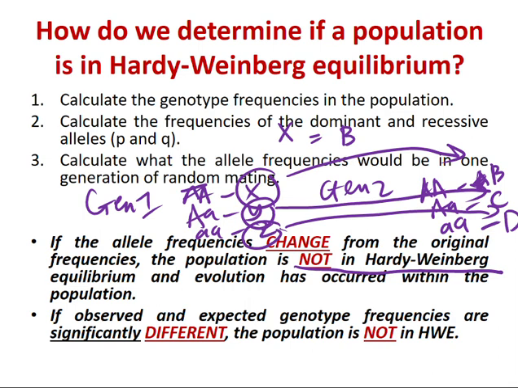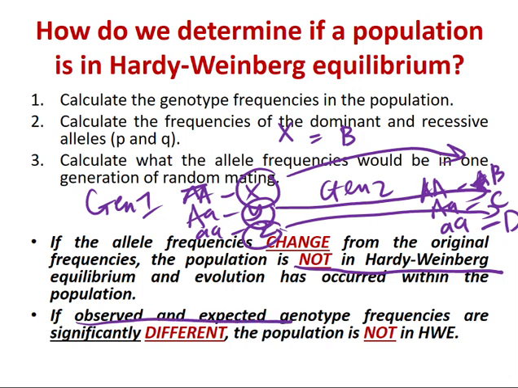Alright, in reality, in research, when scientists calculate these frequencies and they change and they assume evolution has occurred, they have to go into that population and do some tests and study to actually find out the kind of evolution that has occurred in that population. Okay, and then another case would be the observed and the expected genotype frequency.